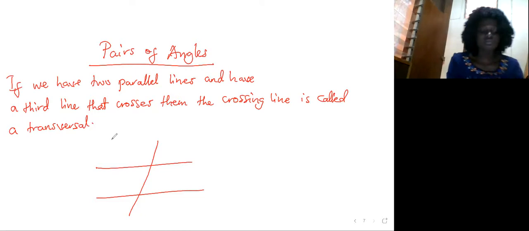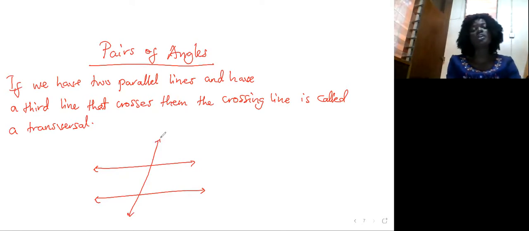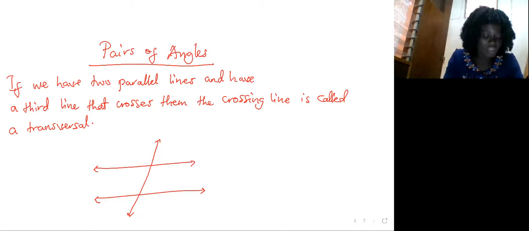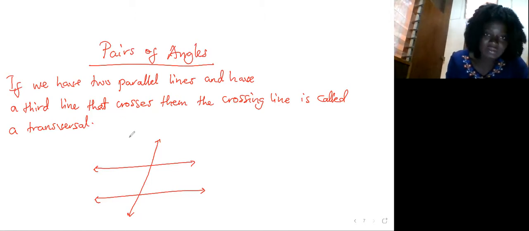Okay, so that is our diagram. We have two parallel lines. These are the parallel lines. Then we have a third line crossing them. This third line, or the crossing line, is called a transversal. All right, so with this one, let's label it. We have A, B, C, D, E, F, G, and H.